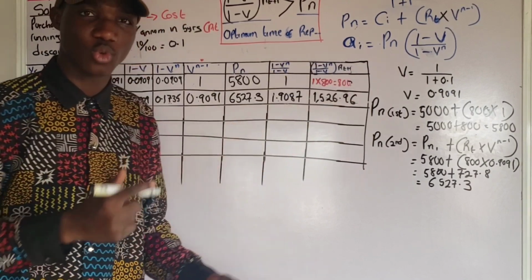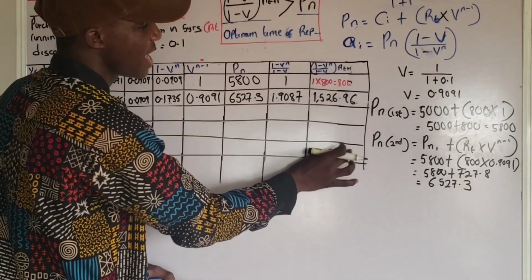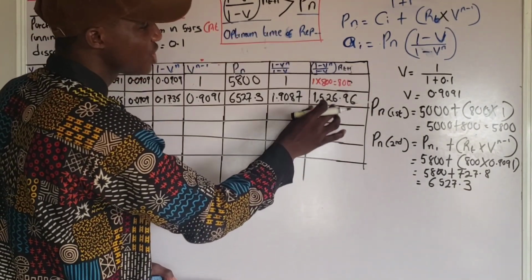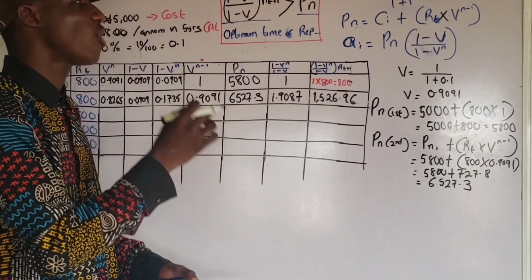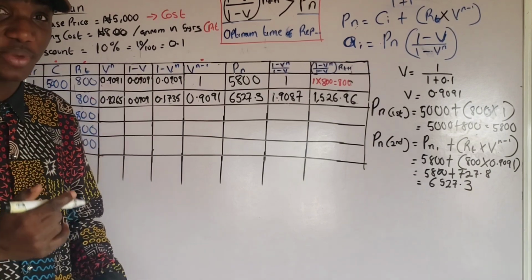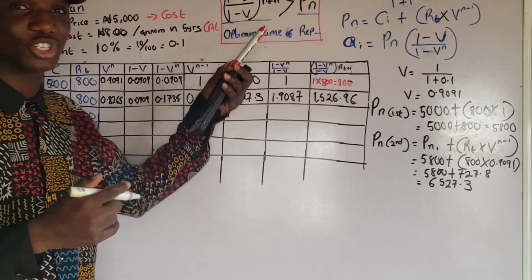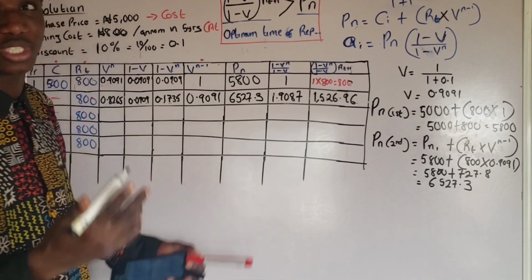So we are not going to stop until the year in which what you have here is greater than what you have here. That is the year, the time that is the optimum time for the replacement of the equipment. You understand? That is why I gave you this condition. You have to master it. So you can see that we have not gotten to that year, so we proceed to year 3.